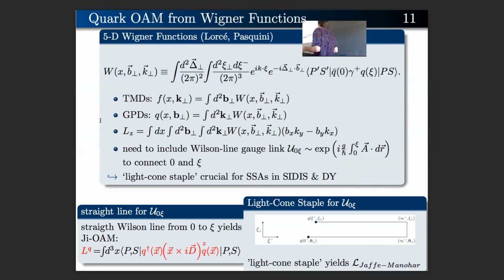However, there are many motivations why one might consider a staple that goes to light-cone infinity and back. One is that this gives you TMDs that include the final state interactions. If you do that for the orbital angular momentum, it turns out you get Jaffe-Manohar. Intuitively, you can see that because in light-cone gauge, these links that extend to infinity and back don't contribute in light-cone gauge, which is the gauge in which the Jaffe-Manohar decomposition is usually formulated.